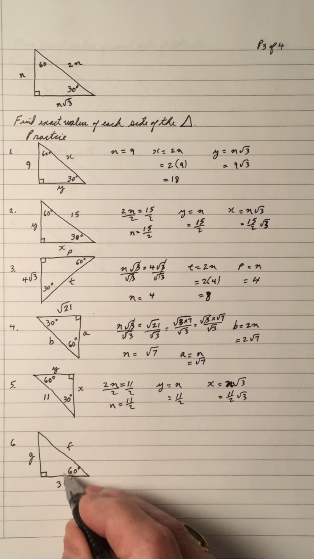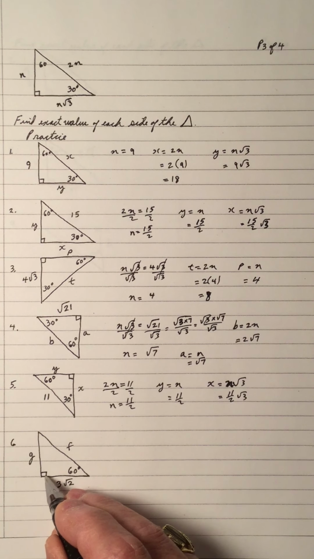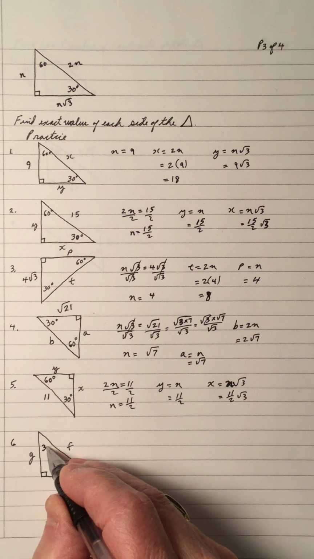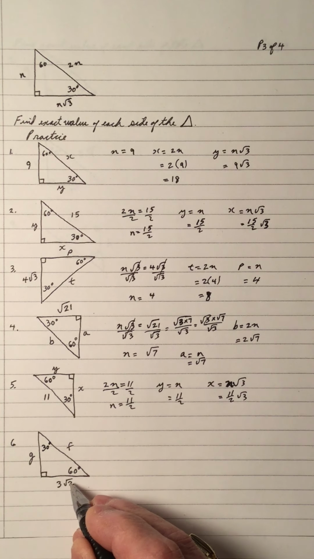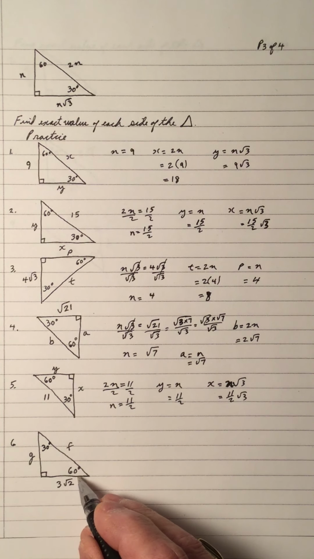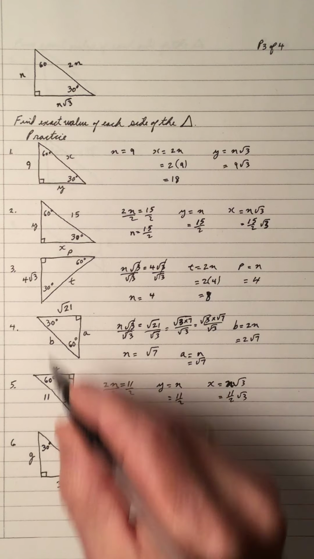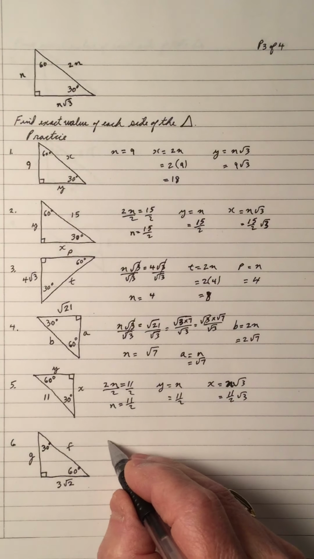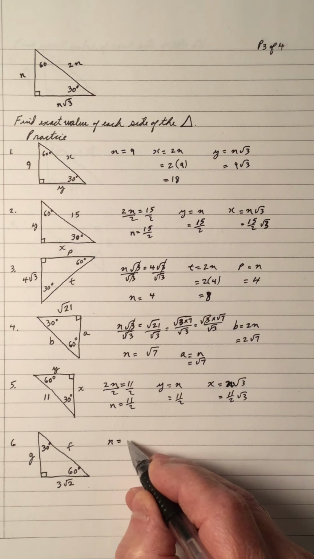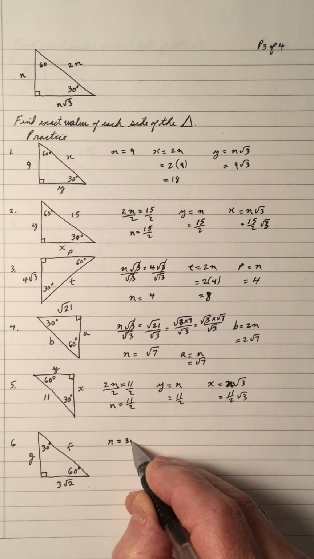And number 6, we got a 60. If that's a 60 and a 90, this angle here must be 30 because we got to add up to 180. And in this case, I got 30. Across from 30 is n. So that means n is equal to 3 root 2.